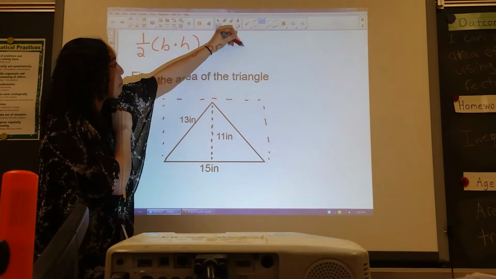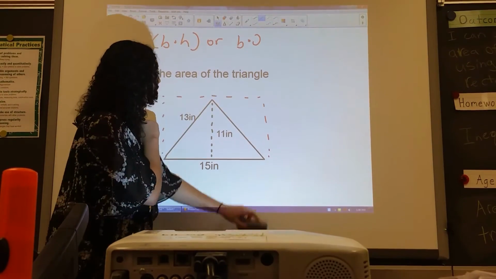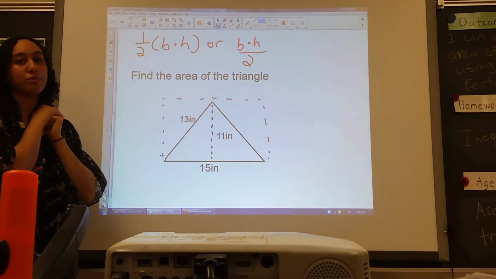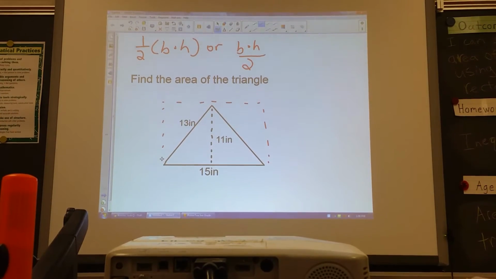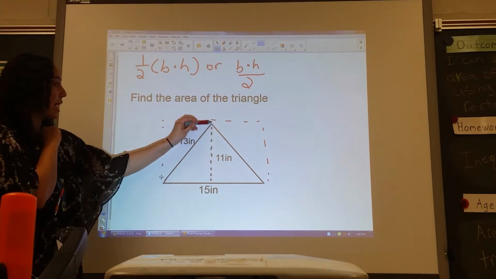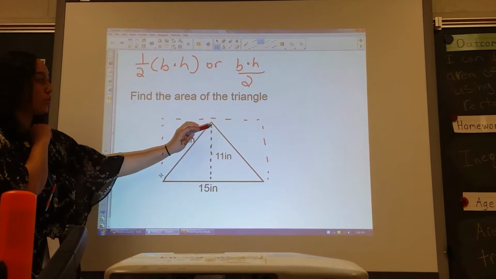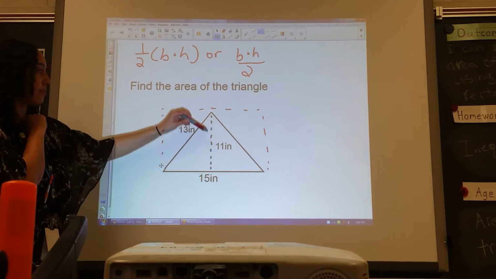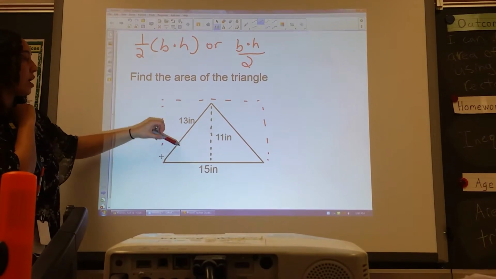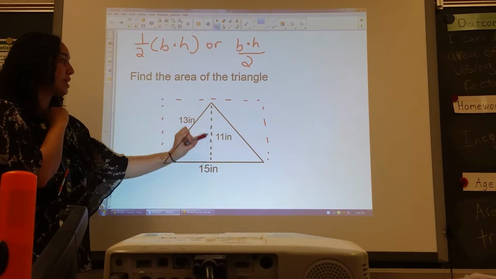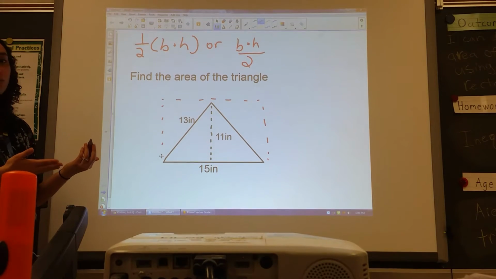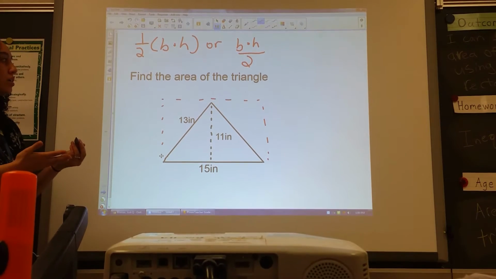Or we could write that base times height divided by 2. Both of those mean the same thing. So what we have here is our base of the triangle is 15 inches, and our height from the base to the tip is 11. 13 is not our height. 13 we don't even need. So we just need to do 15 times 11. Once we do 15 times 11, we divide that by 2, and we get our area.